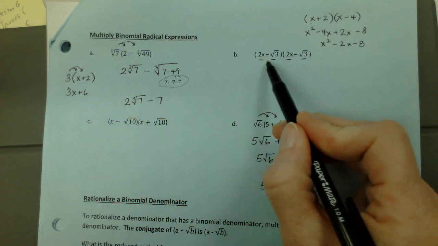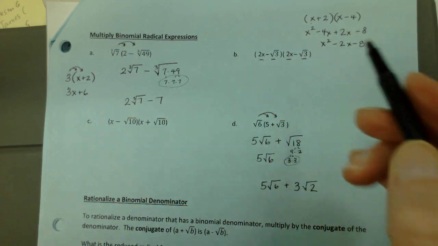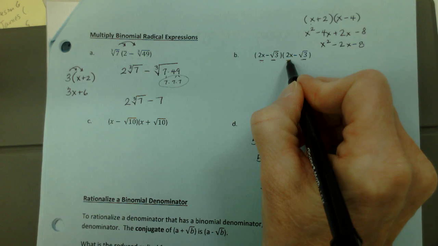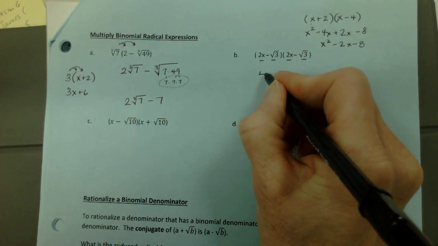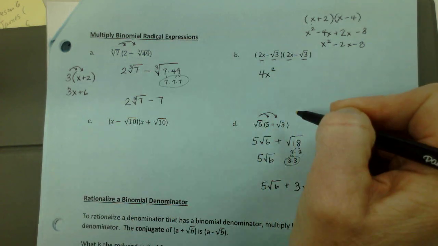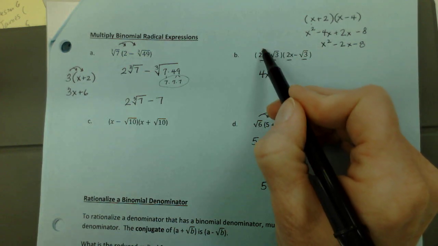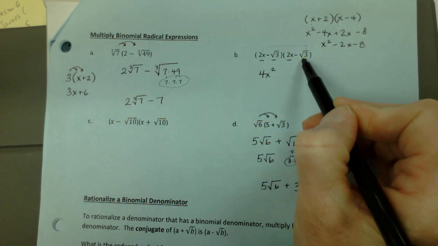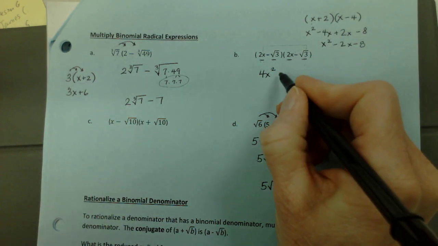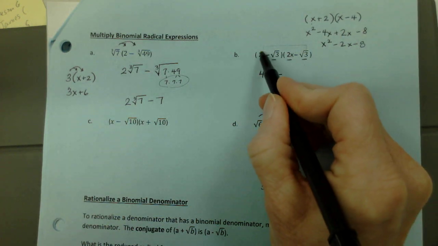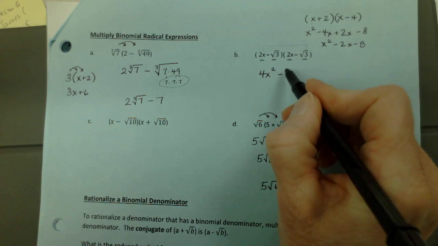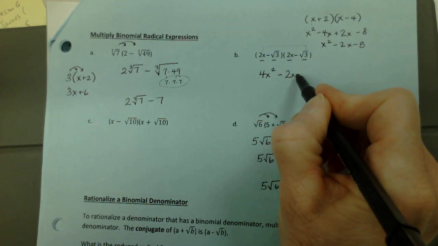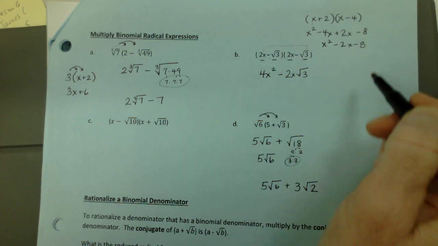We have a binomial times a binomial. So I'm going to take the first term times the first term, 2x times 2x, and get 4x squared. I'm going to take the outside product here. I'm going to take the 2x times the square root of 3. And this is a negative square root of 3, so it's going to be a negative. Now, this is not under a radical, and this is. So we just write our product as 2x square root of 3.